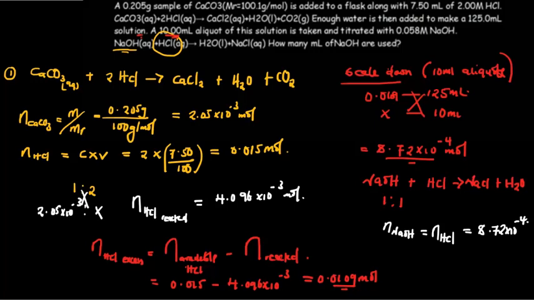Since you have the number of moles and we were given the concentration, we know that number of moles is equal to concentration times volume. So to find volume will be equal to number of moles over the concentration. So the number of moles is 8.72 times 10 to the power negative 4 over the concentration, which is 0.058. So what are we going to have?